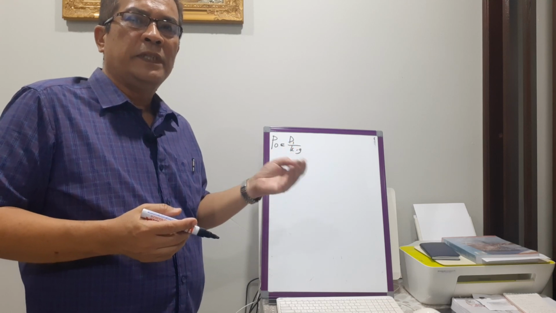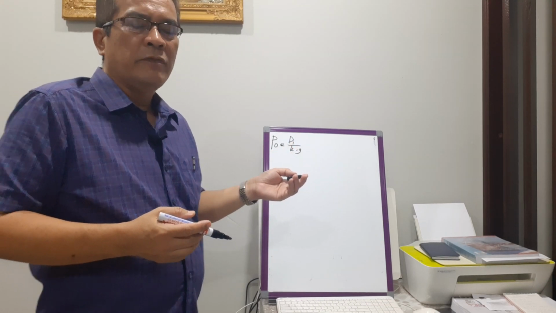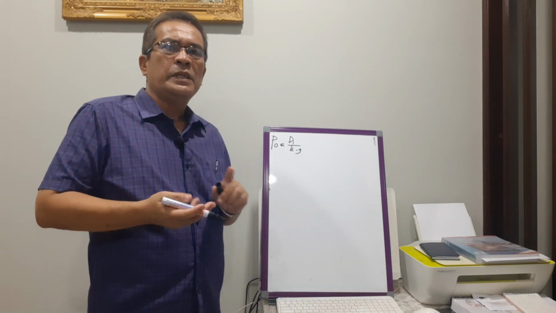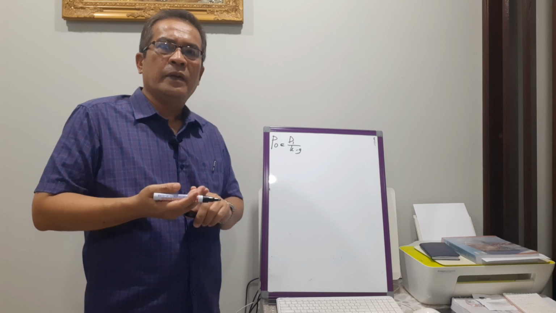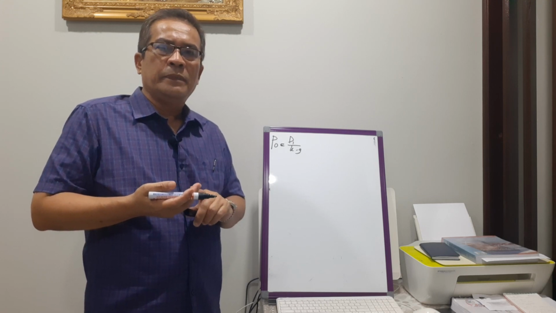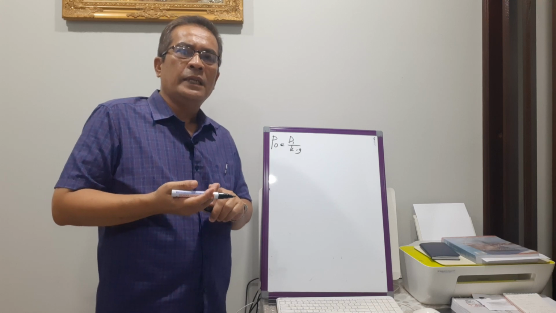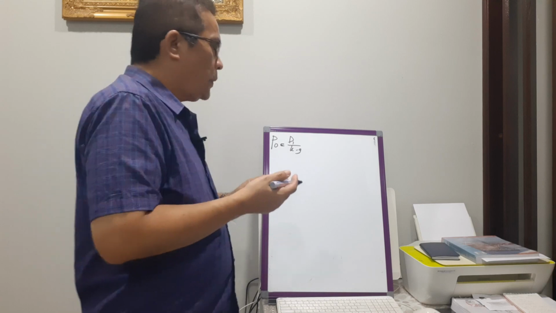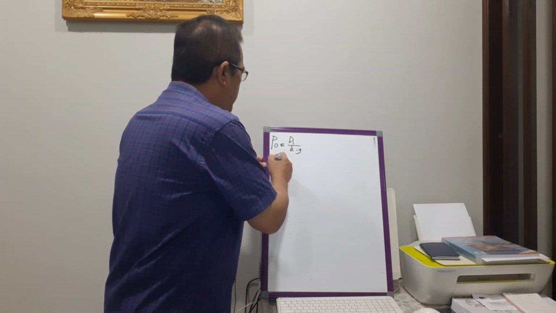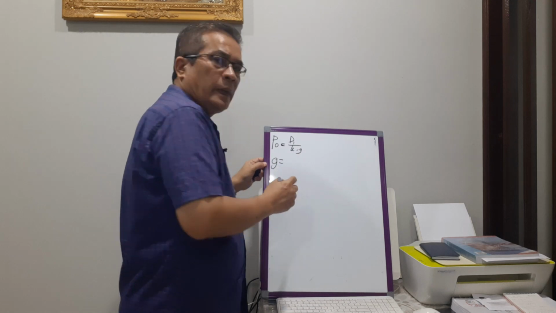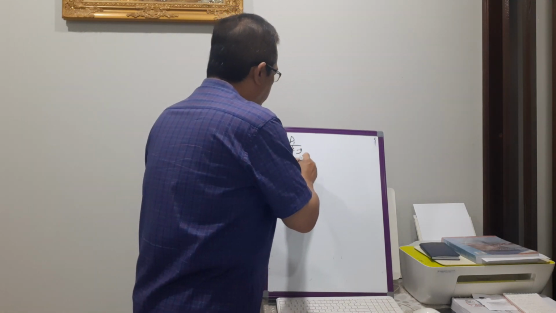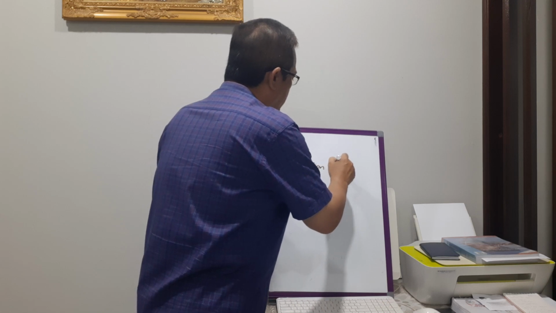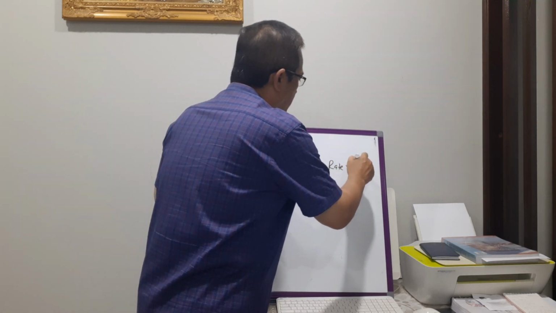If G is given to us, there's no need for us to calculate G. However, sometimes G is not given. G is hidden and we have to find the value of G. To calculate G, the growth rate of dividend, we use this formula: G is equal to retention rate multiplied by ROE.